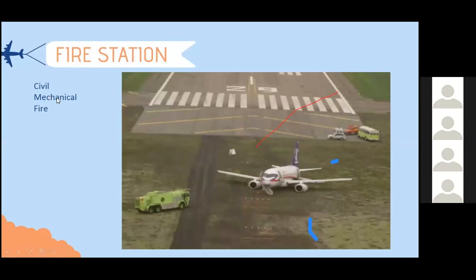So there's civil engineering to design the fire station itself. You have mechanical engineers who design these things, and then you have fire engineers as well. Those who don't know, there are people who are called fire engineers. Basically, fire engineering is also important in the aviation industry because they also make sure that the materials that are used in an aircraft are not easily flammable.